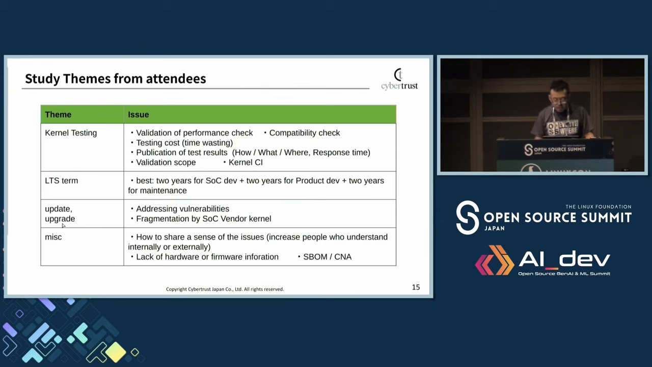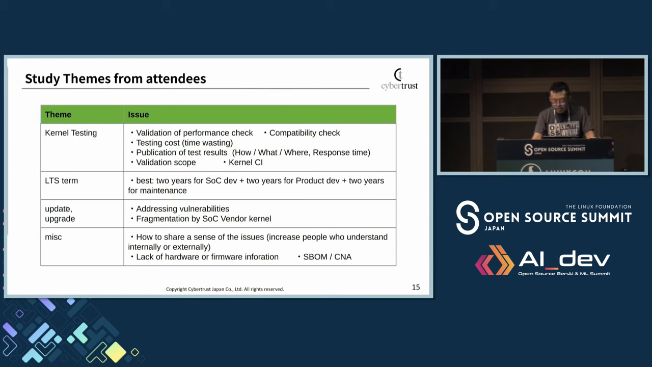Next is testing costs. It means time wasting. This refers to the time and money spent on testing a product. If tests take too long or are not done properly, it can waste resources also. It's important to find a balance between testing and efficiency.